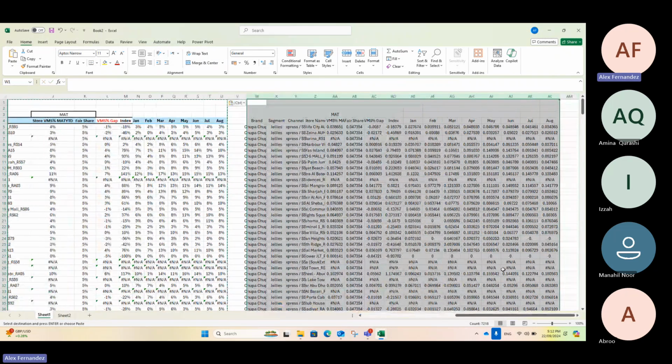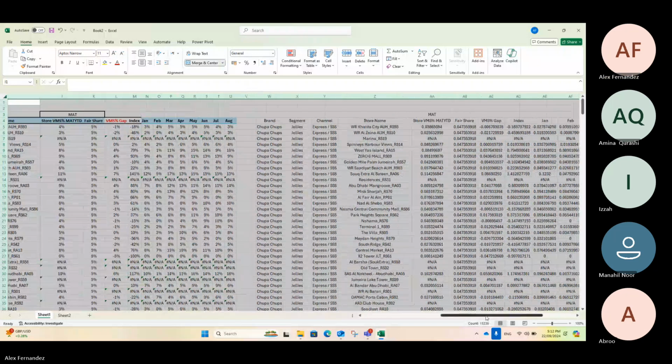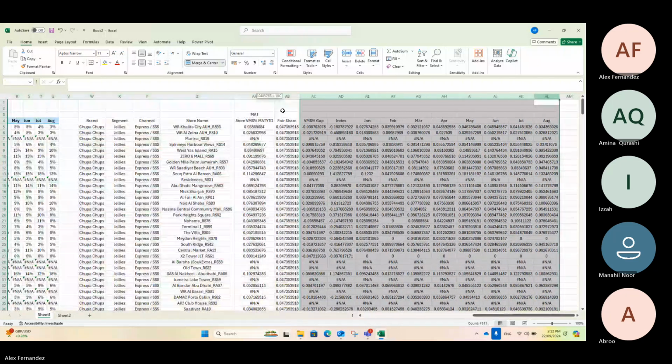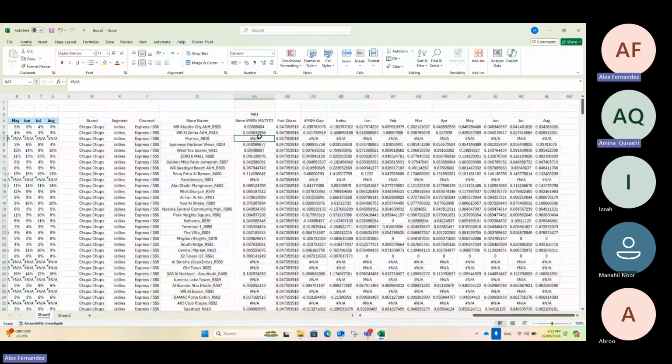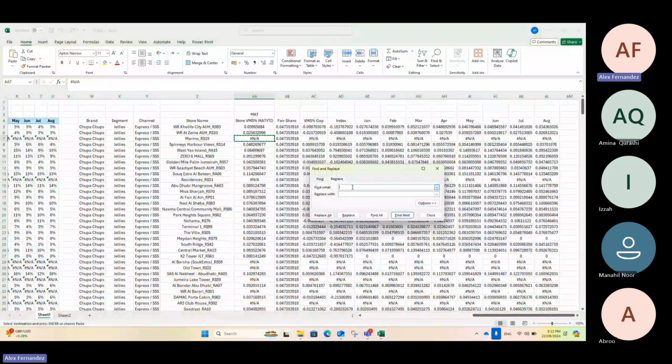Any question, guys, on how it is done? Is it clear now? Replace this one with no sales.